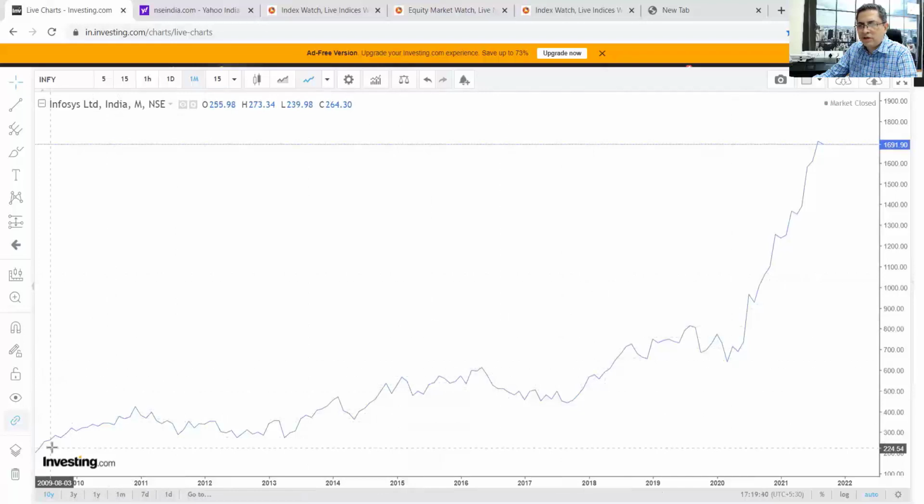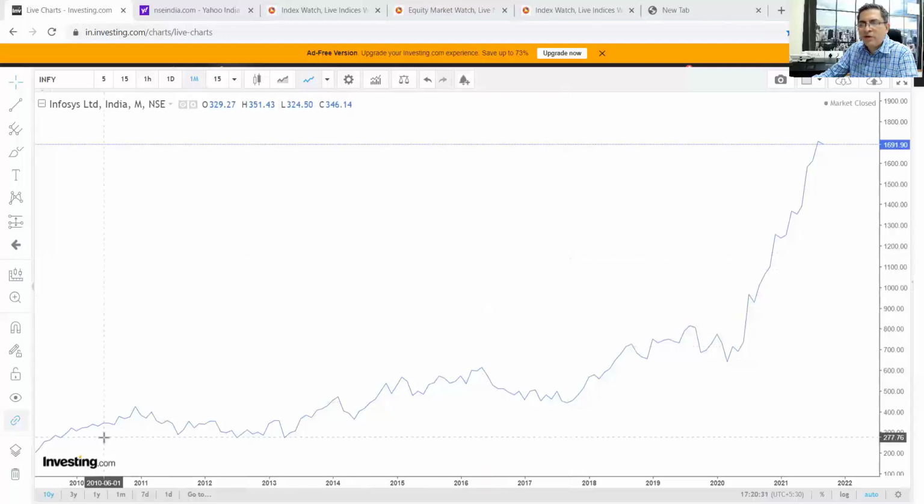Now what do you see over here? 10 years back, the stock was somewhere around 206. This is Infosys. And today, where is it? It is at 1691. How much is the jump? 227 to 1690, 1700. So almost like what? 4, 5, 6, 7 times in last 10 years. Yes, it is possible. And these are the long-term stocks which we have to see.